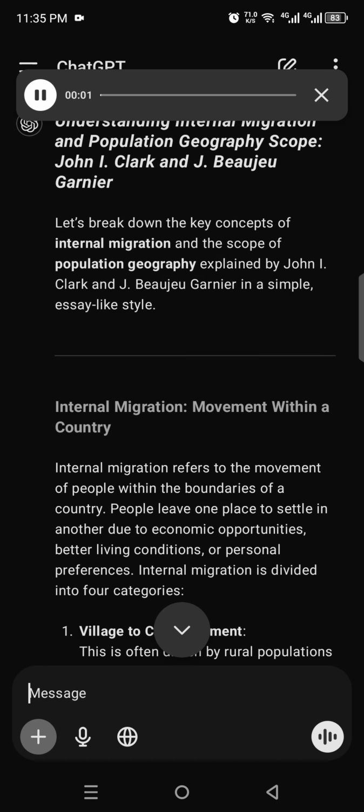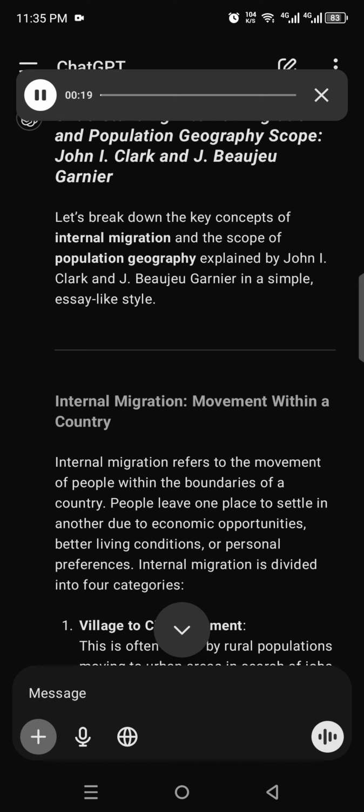Understanding Internal Migration and Population Geography. Scope, John I. Clark and J. Bojo Garnier. Let's break down the key concepts of internal migration and the scope of population geography, explained by John I. Clark and Bojo Garnier in a simple, essay-like style.